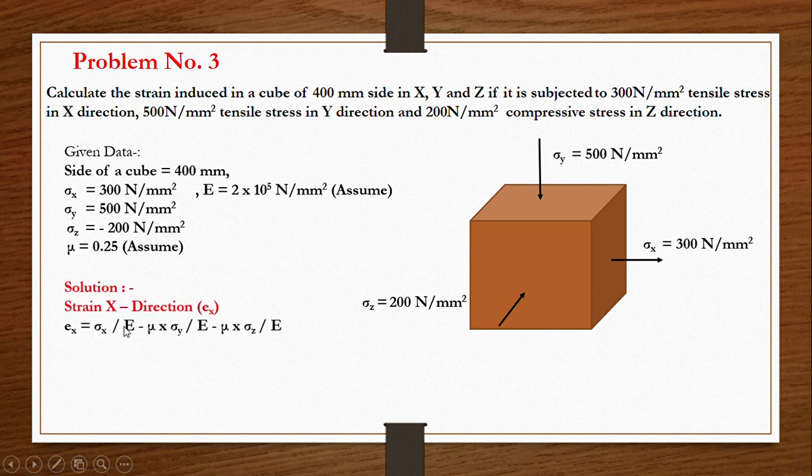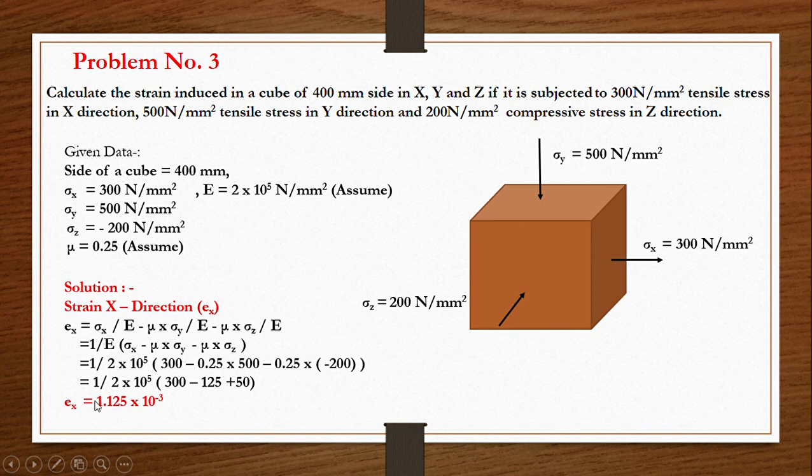Again we have to calculate the strain in each direction. So for epsilon x, that is strain in x direction, it will be sigma x divided by E minus mu into sigma y divided by E minus mu into sigma z divided by E. Taking 1 by E as common and putting the values, we get epsilon x is equal to 1.125 into 10 raised to minus 3.